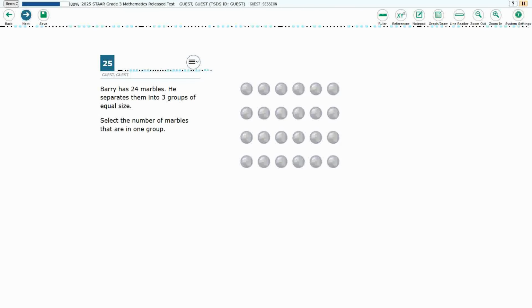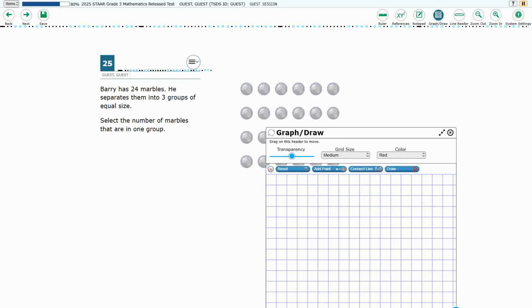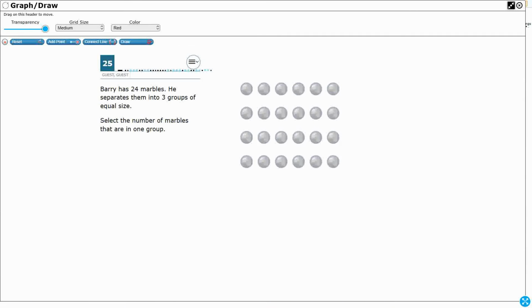For number 25, we are looking at 3.4 8 equal shares. And so this is an interesting problem. This is a hot spot, and we just have 24 marbles. Here they are, and 3 groups of equal size. Now, it would be really easy if they were in 3 rows, but they're not. They're in 4 rows. And so most students that get it wrong are just going to, maybe just select one row there. But I just need to take my 24. I need to put it into 3 groups.